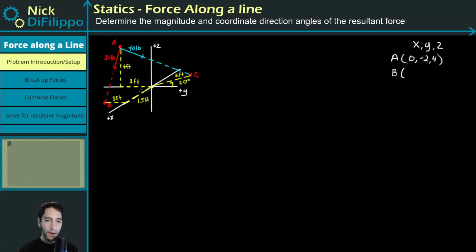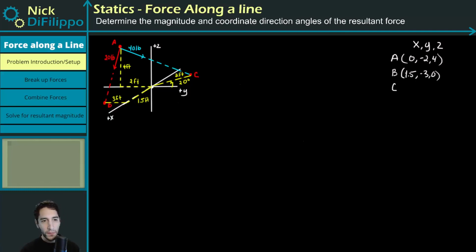Now we can do point B. How far do I need to go in the X direction? I need to go in the positive X direction 1.5, and in the minus Y direction 3, and I don't need to go anywhere in the Z direction. So this is going to be 1.5, minus 3, 0.